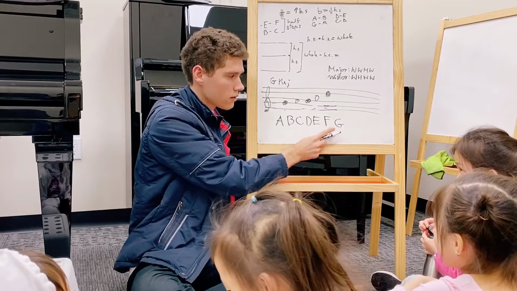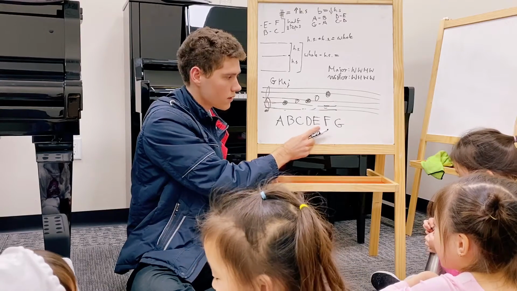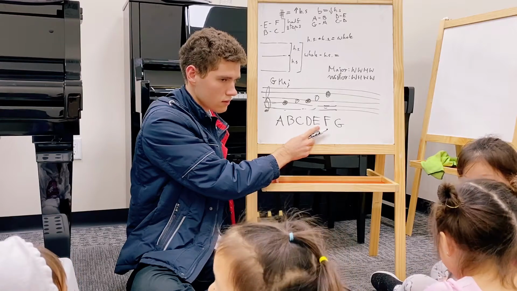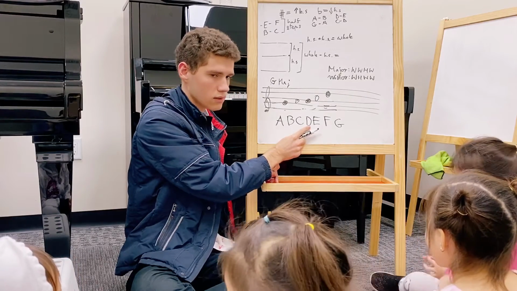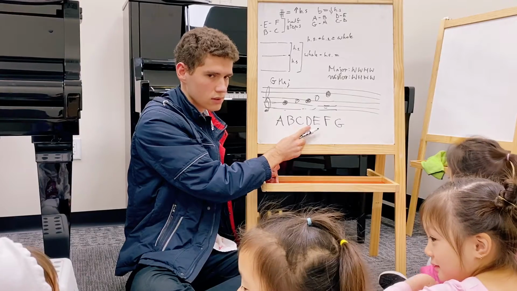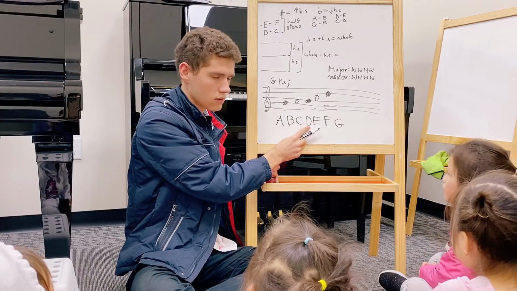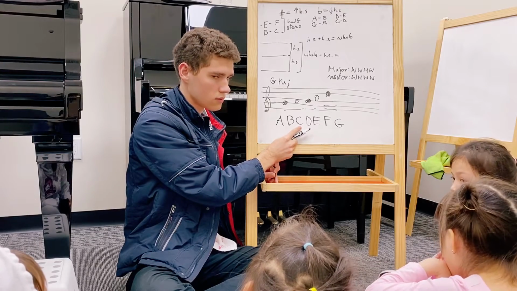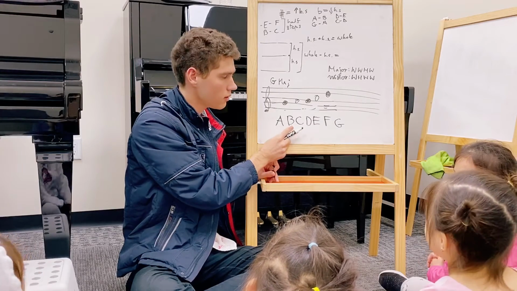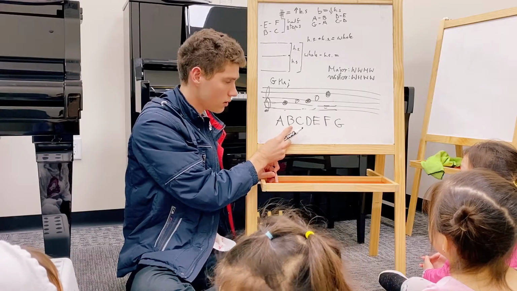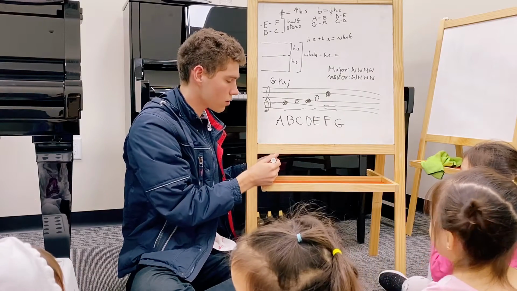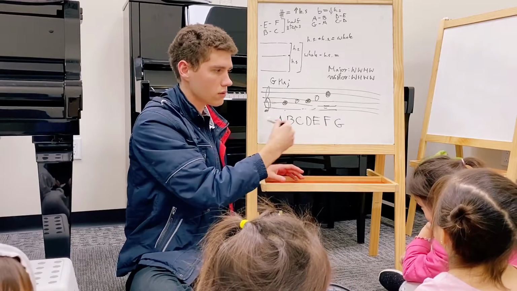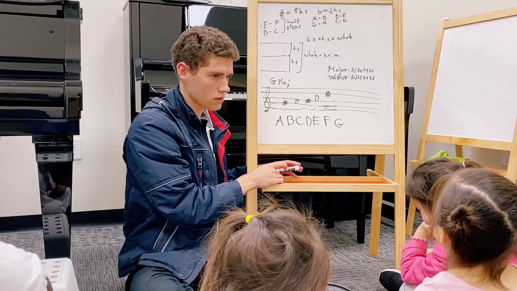A, G, F. After F we have E. After E. What's after E? D, C, B, A. Okay, good. So keep practicing going backwards. Okay, going the first way and backwards.